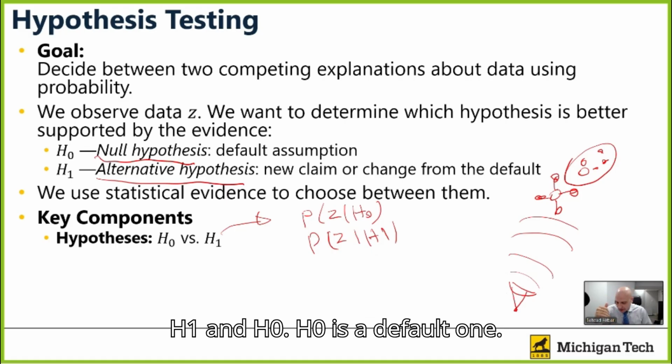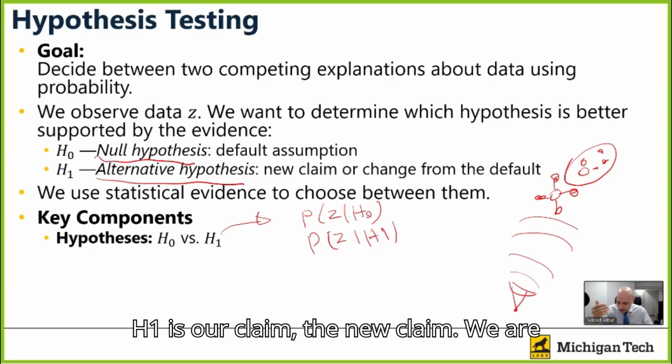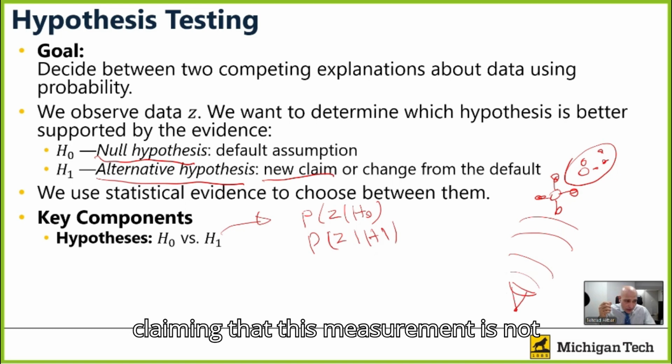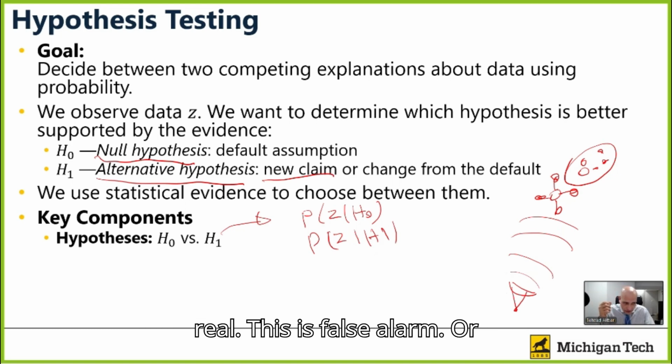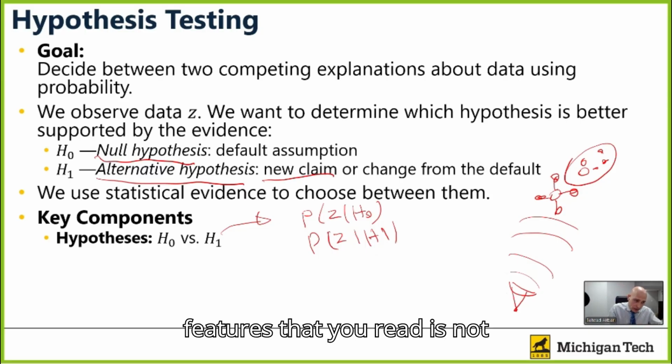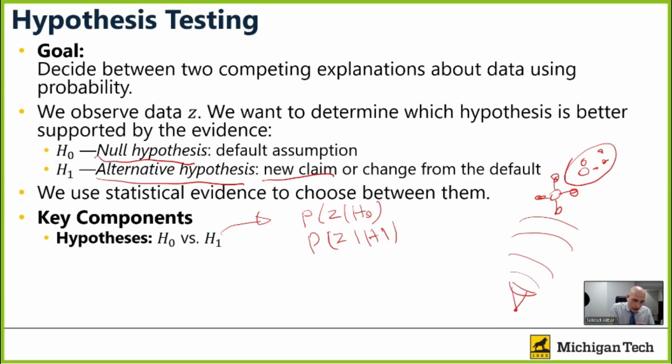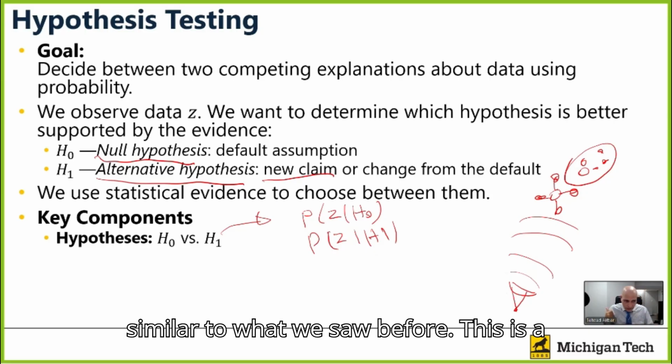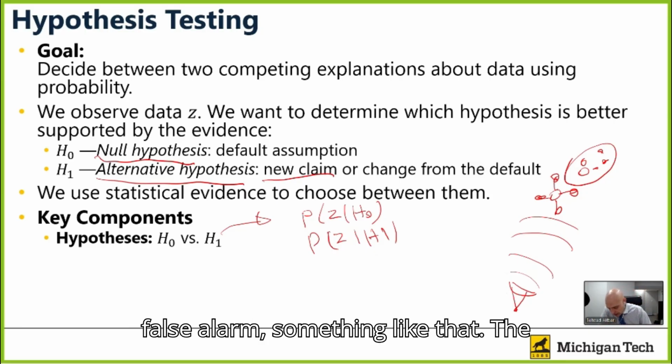Find H1 and H0. H0 is a default one. H1 is our claim, the new claim. We are claiming that this measurement is not real. This is a false alarm. Or actually, the features that you read are not similar to what we saw before. This is a false alarm, something like that.